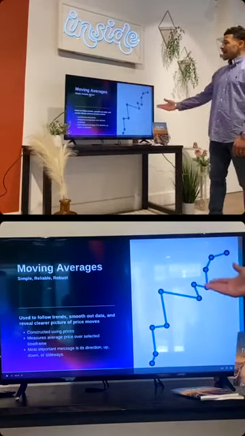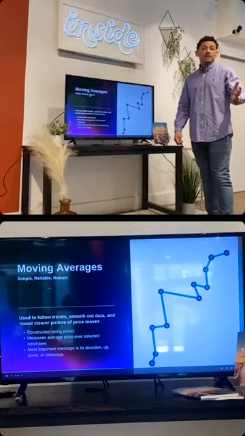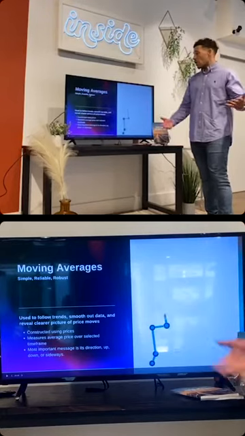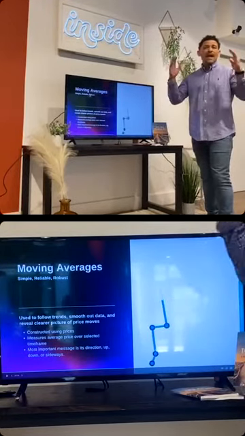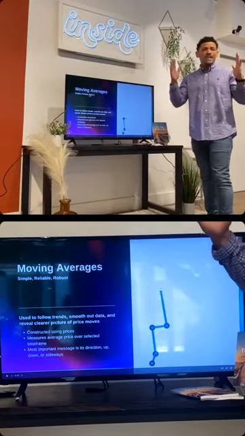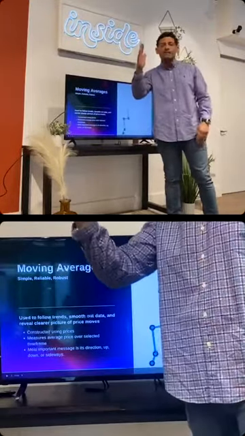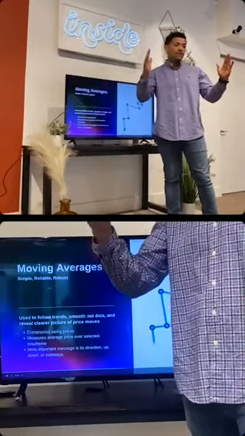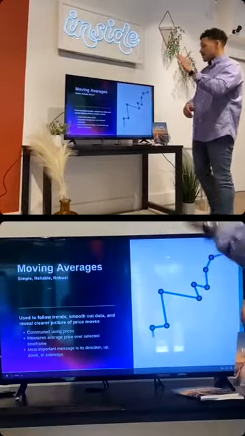So moving averages are one tool that a technical analyst uses to understand what's going on in the market. And a moving average is essentially an average over a series of time, right? So a 10-day moving average says that over 10 days, this is the average price. A 20-day moving average says that over 20 days, this is the average price.